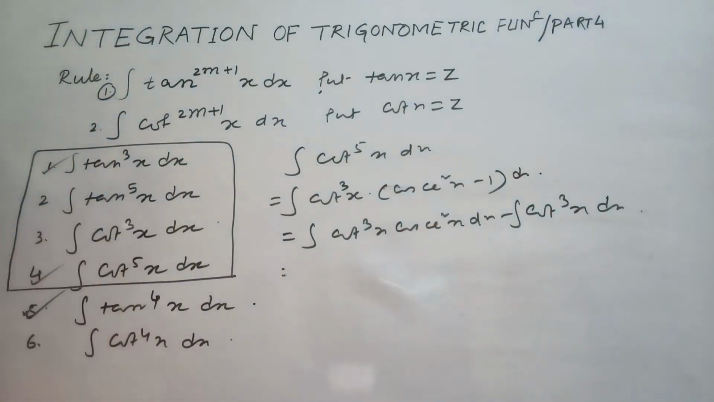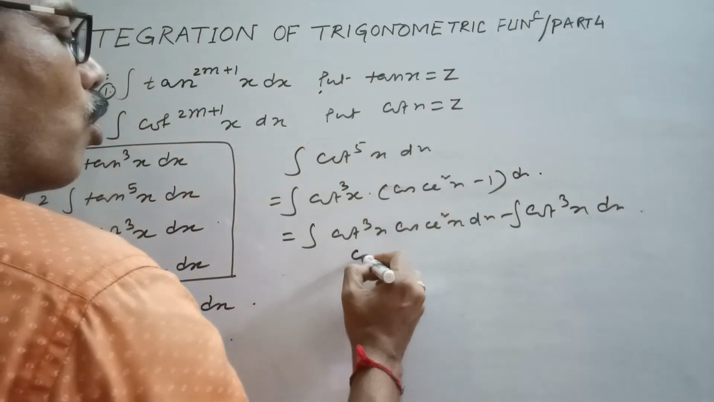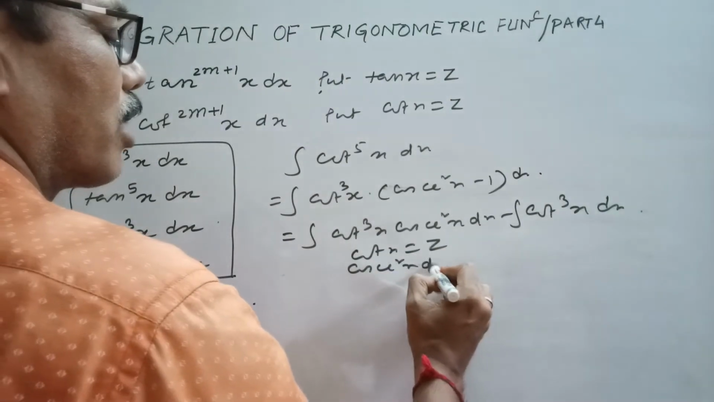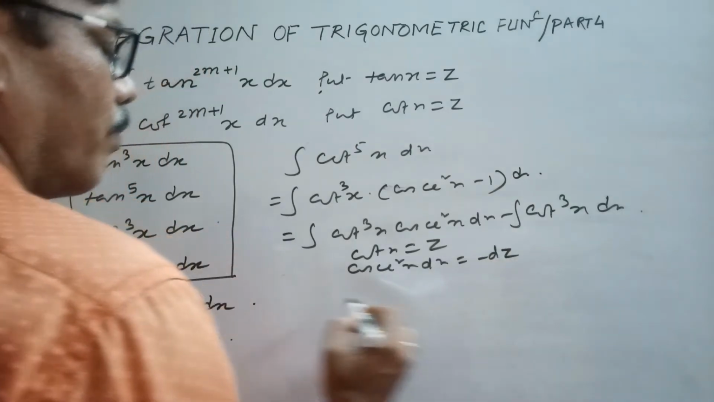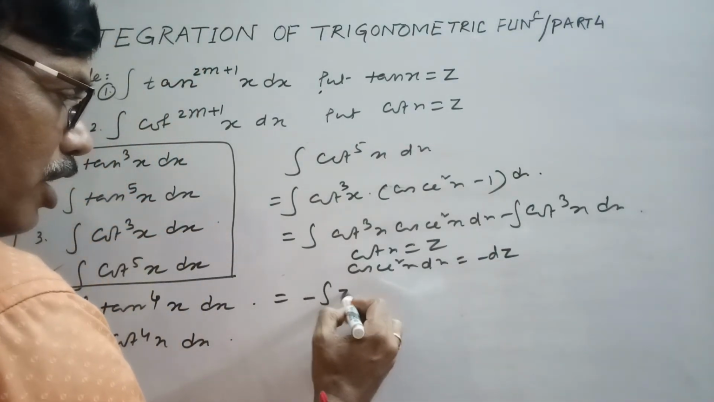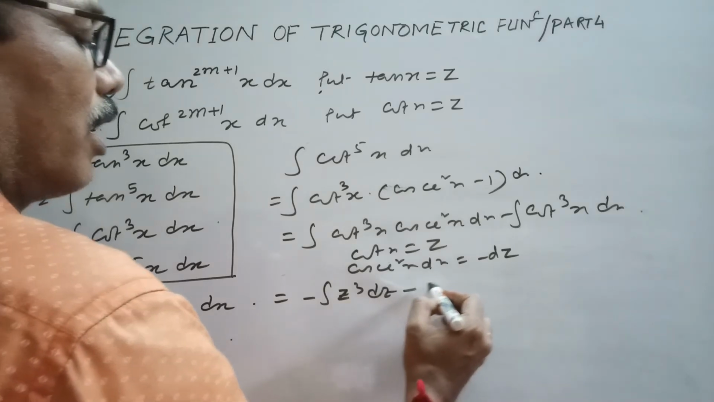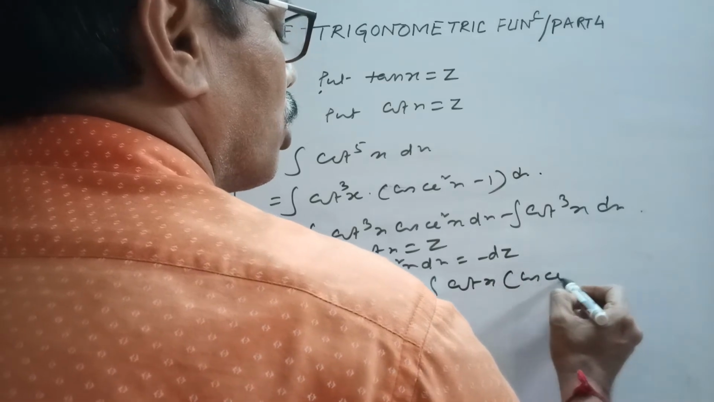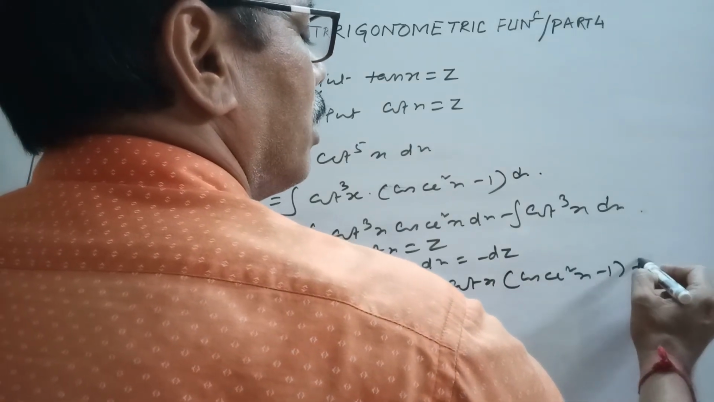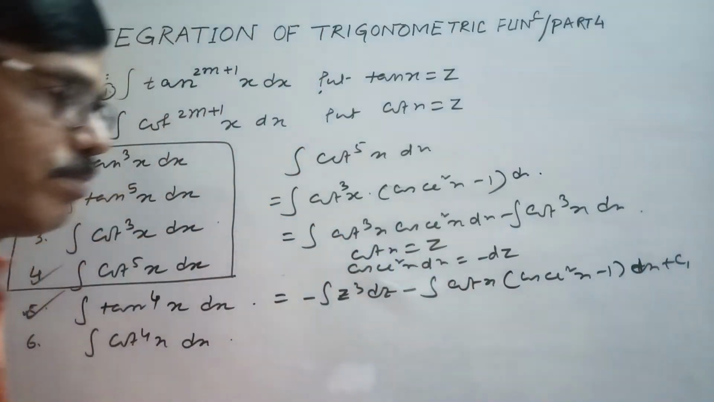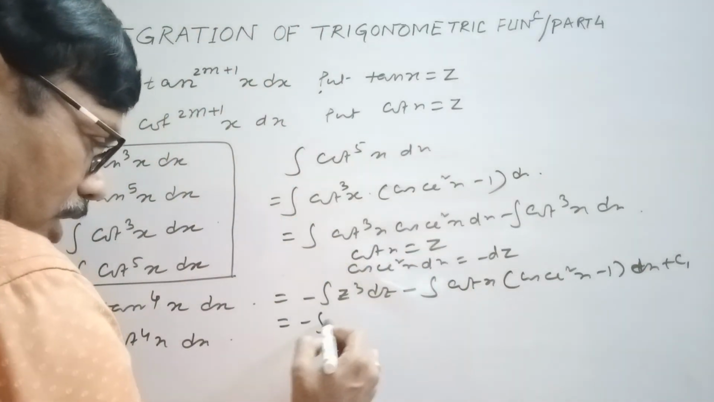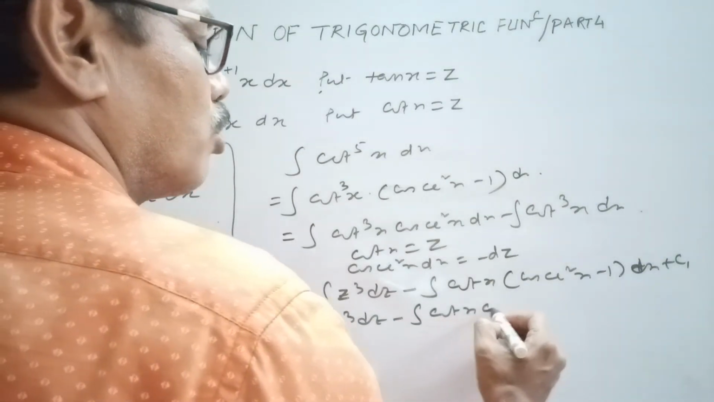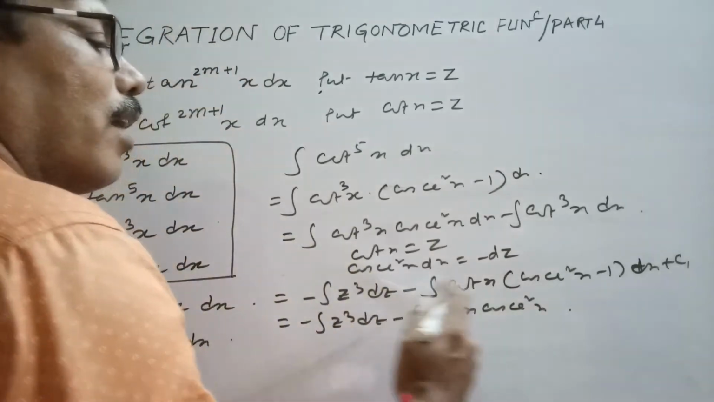Now it is of the previous form. So cot x equals z, cosec square x dx equals minus dz. So this is minus z cube dz. Now cot cube x is again cot x into cosec square x minus 1 dx, plus. Now this is minus z cube dz, and this is cot x into cosec square x, and this is plus 1.